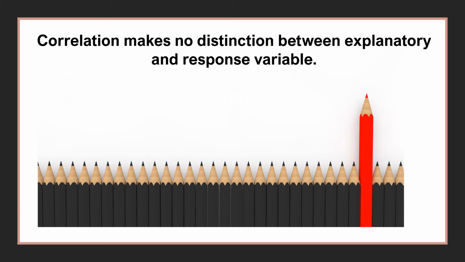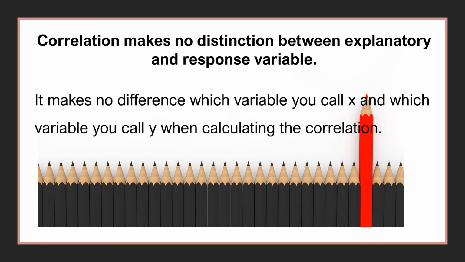Correlation makes no distinction between the explanatory variable and the response variable. Even if you interchange the values of x and y, the value of r will be the same. It makes no difference which variable you call x and which you call y when calculating the coefficient. But when you are finding the regression line, we have to be careful about the x variable and the y variable.